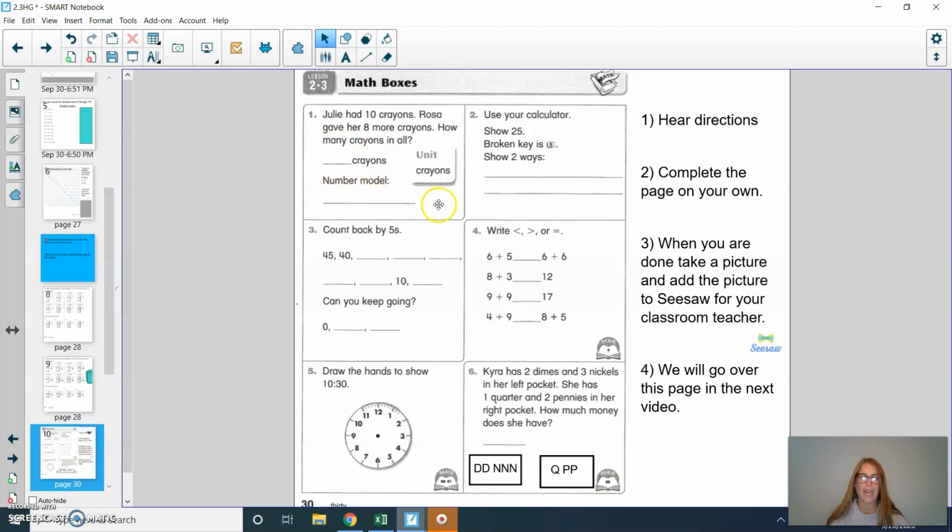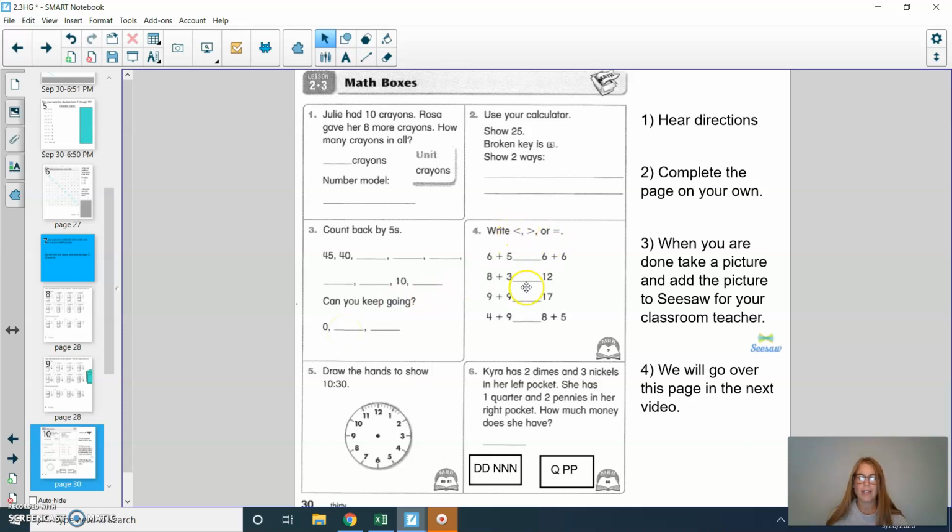So tell me the answer of how many crayons and then also the number model. What two numbers are you adding? For question number 2, you could use your calculator if you want. You could also just use your brain, but you're showing 25 two different ways, but the 5 is broken. So try not to use a 5 when you're coming up with your 2 answers you're adding. For question number 3, count back by 5s, starting at 45. And then it's asking you if you can keep going. So can you think about where it would go? You're going to get some negative numbers. Think about what's 5 less than 0.